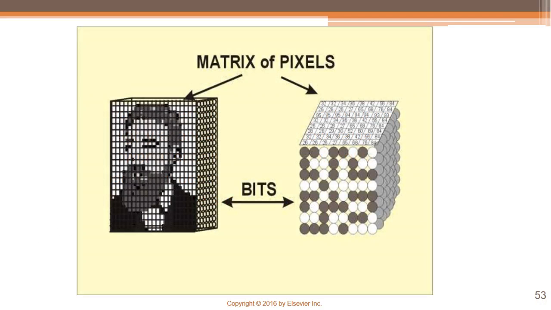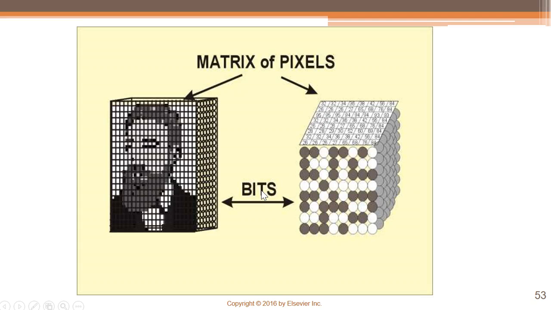So here's the matrix of pixels, here's the bits, and then they go into a picture there. A digital image is represented in the imaging computer system by numbers in the form of binary digits called bits. So if you see a test question, what's a bit? That is a binary digit.